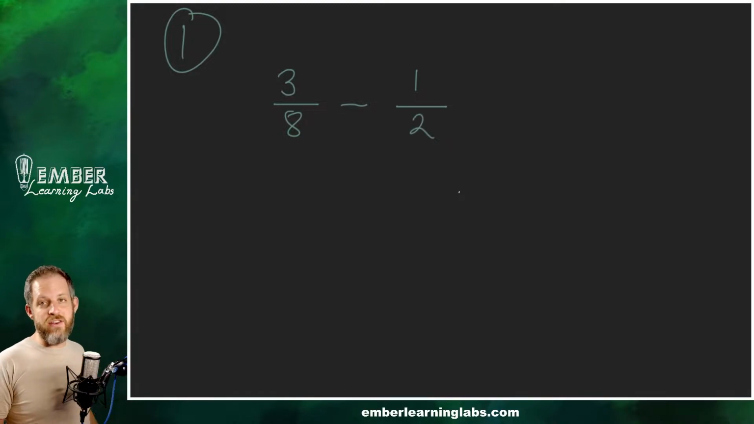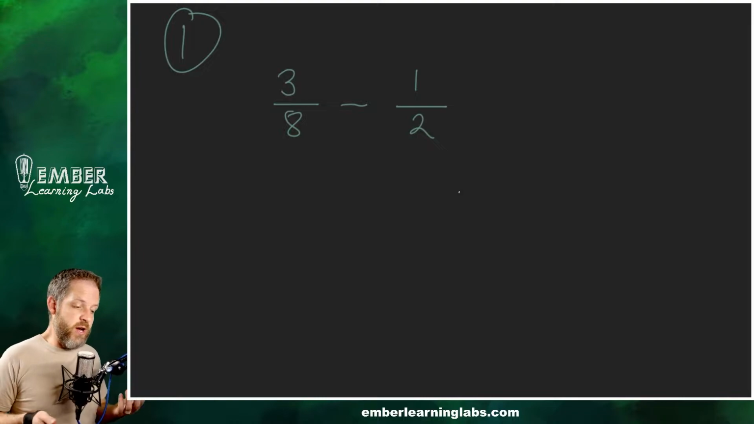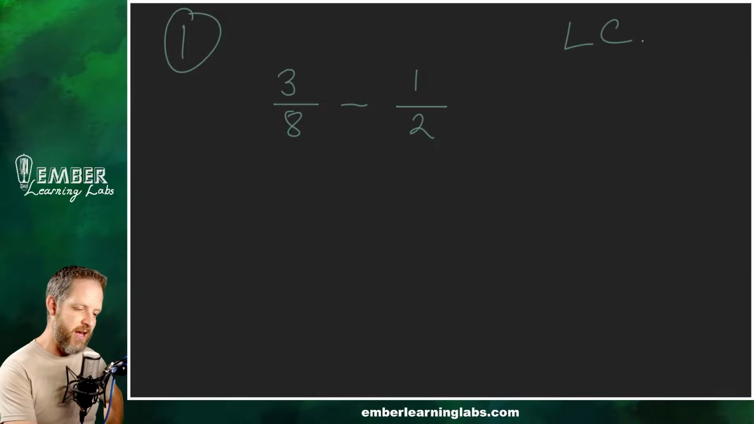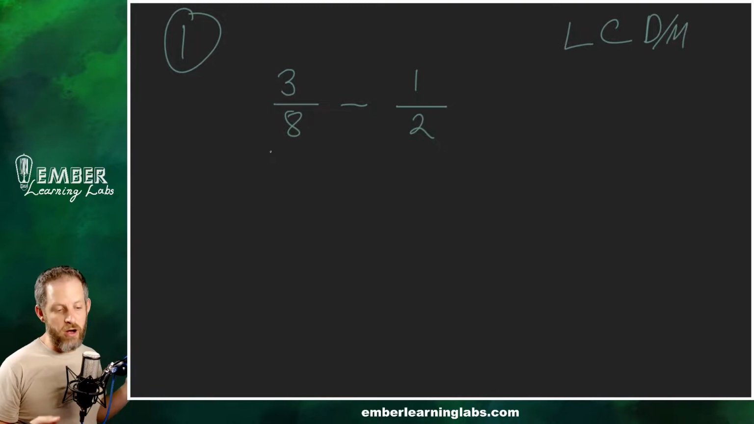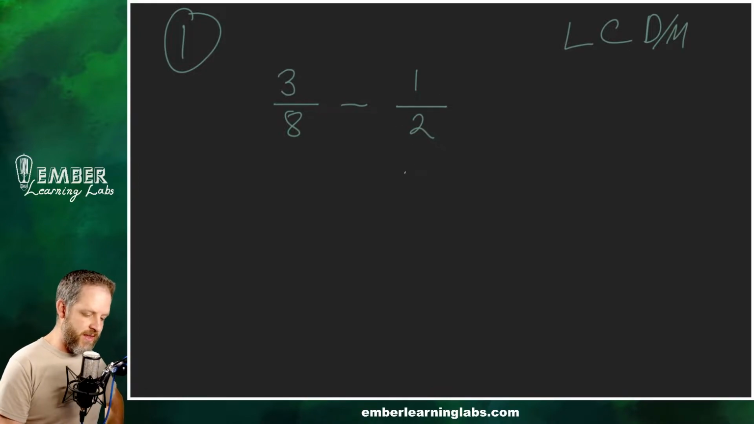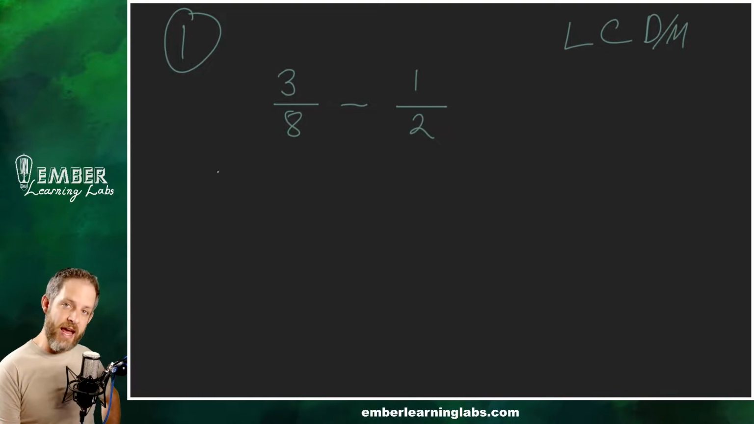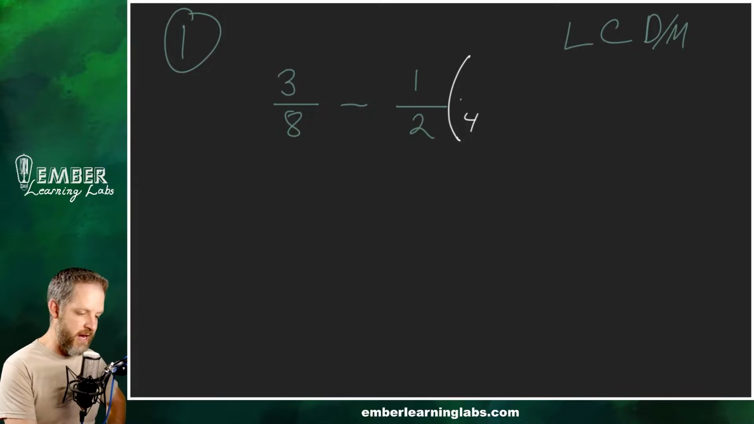Okay, so the first thing we've got to do is get a common denominator, right? And so when we're trying to look at the common denominator, what we want to do is find the LCD, the least common denominator or the least common multiple of the denominators, right? So can we multiply 8 times any whole number and get it to be a 2? Well, no, because it's smaller. Can we multiply 2 times any whole number to get it to be an 8? Yes, we can. So in order to get a common denominator, we're going to multiply this one on the top and bottom times what will turn into an 8. So that would be a 4, right? Because 2 times 4 is 8.